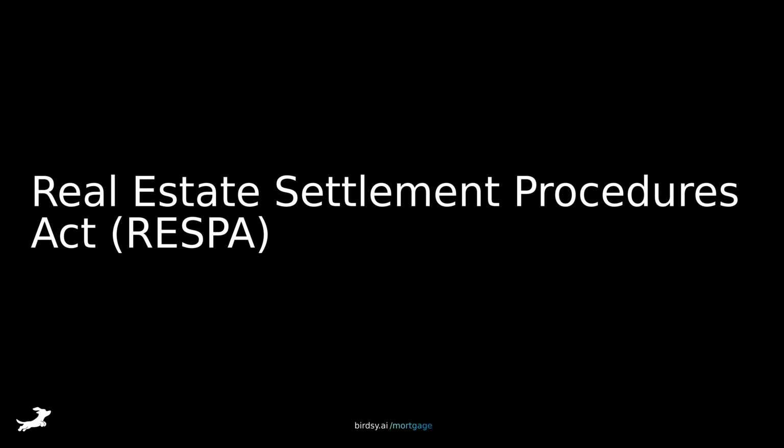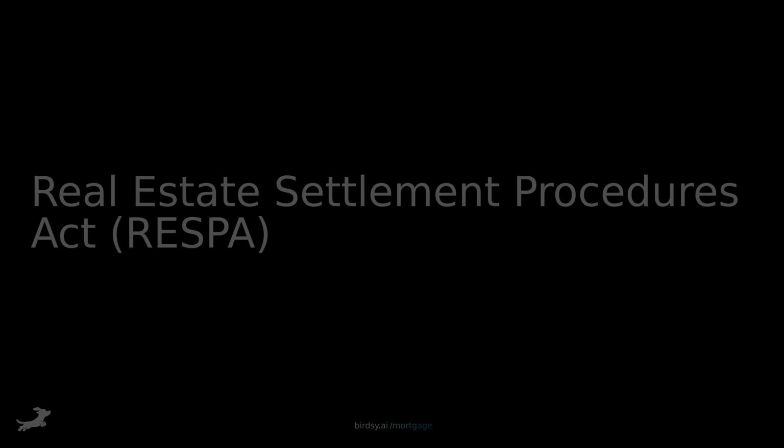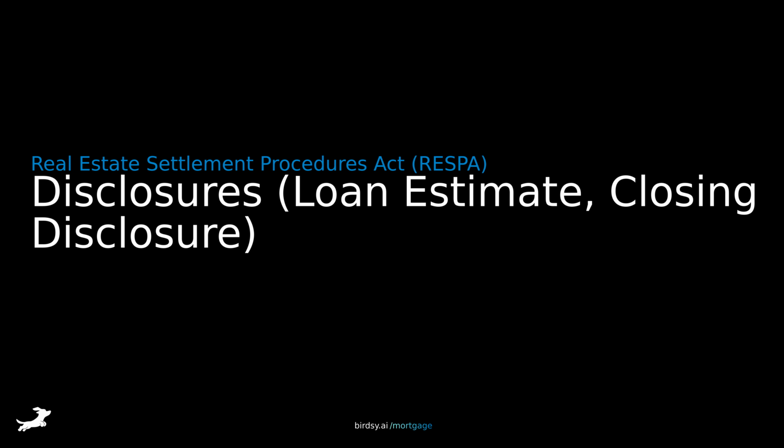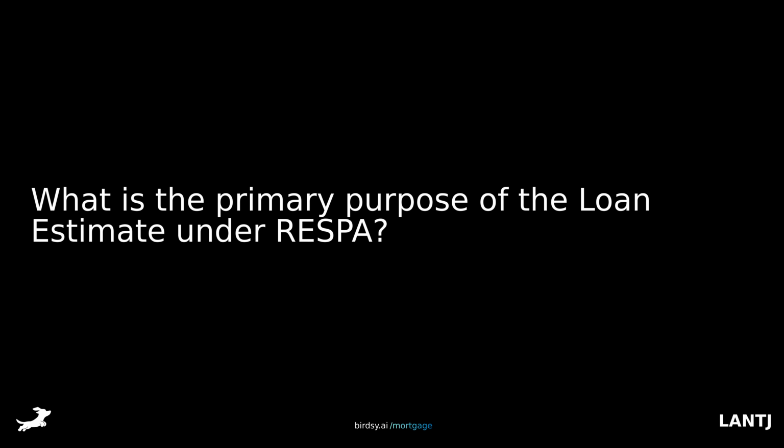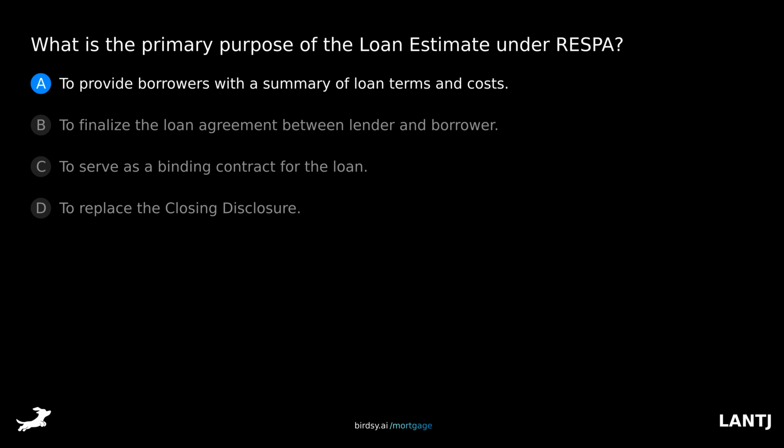Real Estate Settlement Procedures Act. Disclosures, loan estimate, closing disclosure. What is the primary purpose of the loan estimate under RESPA? Is it A, to provide borrowers with a summary of loan terms and costs, B, to finalize the loan agreement between lender and borrower, C, to serve as a binding contract for the loan, or D, to replace the closing disclosure?